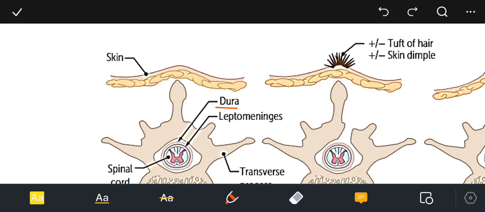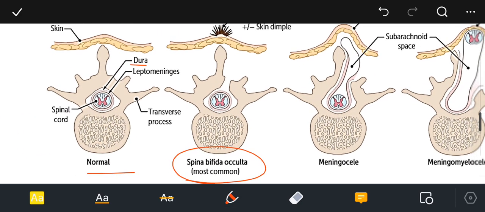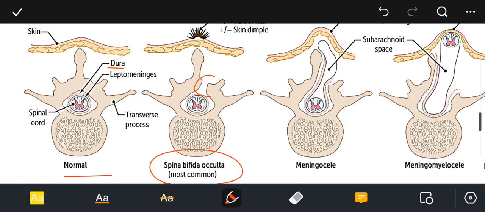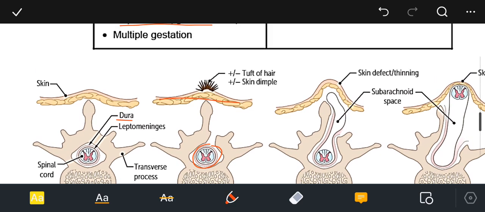In the second one, that we call spina bifida occulta, that is the most common variant. In this, there is a defect in the vertebral arches, and there is no other problem. Everything is just in its place. The spinal cord surrounded by dura mater and leptomeninges is present inside the spinal canal, in its usual position. And then we have the skin overlying the vertebrae, and the only thing that tells us that there may be a spina bifida occulta is a tuft of hair on the skin, and that is not mandatory. It may or may not be present, and a skin dimple also may or may not be present.